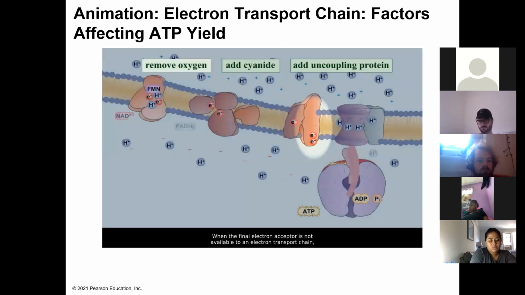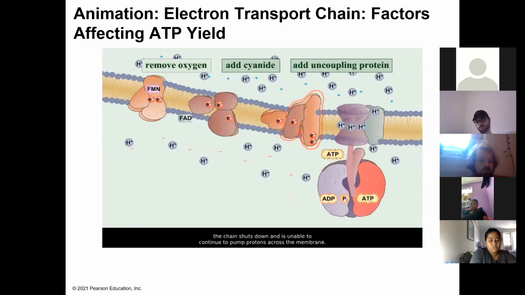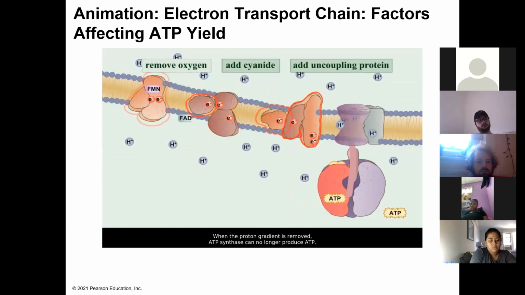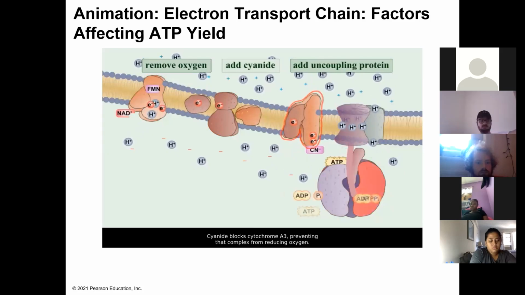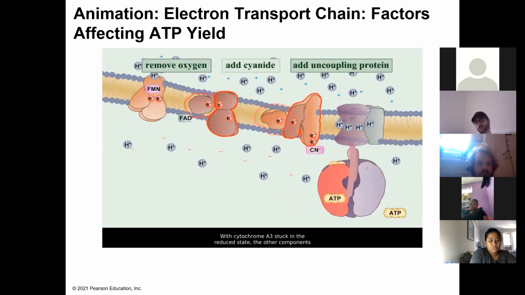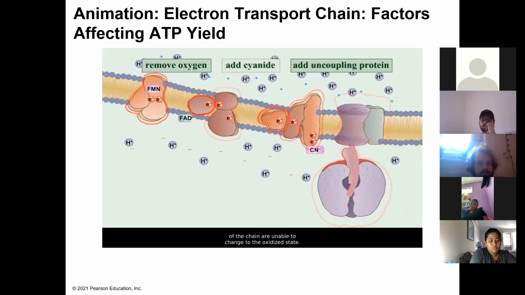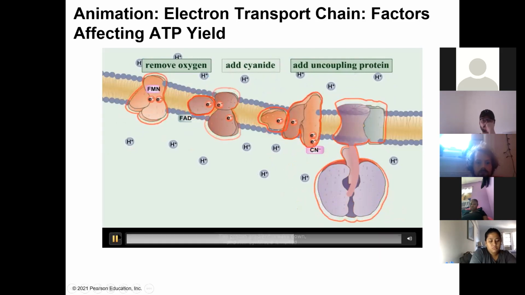When the final electron acceptor is not available to an electron transport chain, the chain shuts down and is unable to continue to pump protons across the membrane. When the proton gradient is removed, ATP synthase can no longer produce ATP. Cyanide poisoning acts in a manner similar to oxygen deprivation. Cyanide blocks cytochrome A3, preventing that complex from reducing oxygen. With cytochrome A3 stuck in the reduced state, the other components of the chain are unable to change to the oxidized state. The proton gradient breaks down and ATP synthesis is halted.